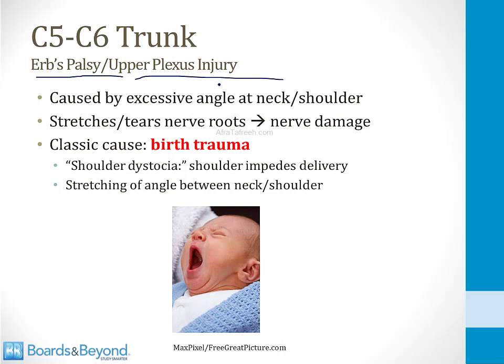and this type of brachial plexus injury is caused by excessive angle at the neck or shoulder where the brachial plexus originates. This stretches or tears the nerve roots, and that leads to nerve damage. The classic cause of this type of trunk injury is birth trauma. Many babies experience what is known as shoulder dystocia. This means the shoulder impedes delivery through the vaginal canal. So when the baby is ultimately delivered, the baby may have stretching of the angle between the neck and the shoulder, and this can lead to an upper plexus injury.